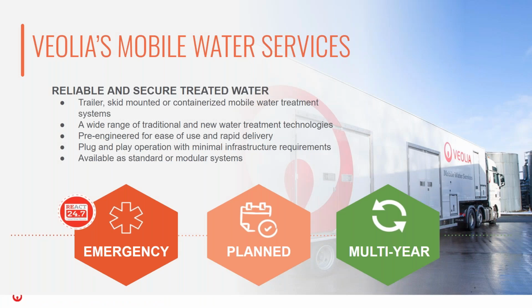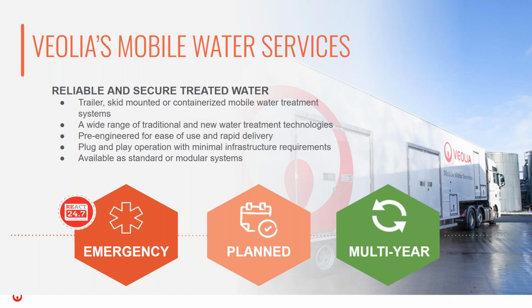There are several ways Veolia can support an aging plant to ensure a reliable source of treated water and secure continuous production. A wide range of traditional and new technologies are available for all equipment, all treatment steps, from the raw water source through primary and polishing, depending on the final water quality required. These are plug-and-play pre-engineered modules that require minimal infrastructure for rapid delivery and startup.